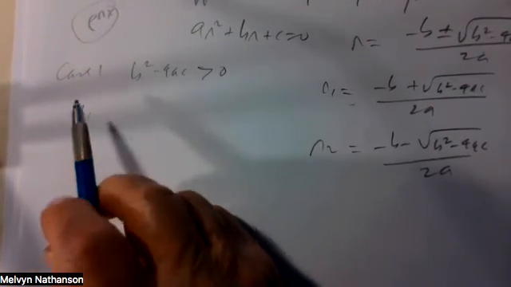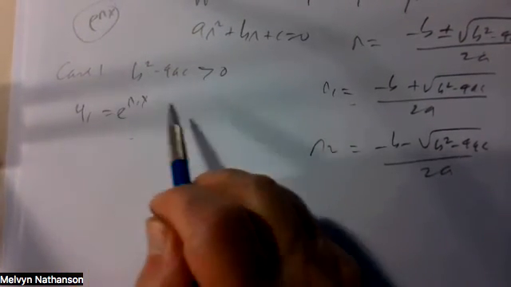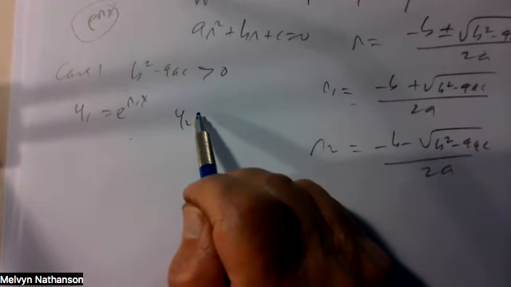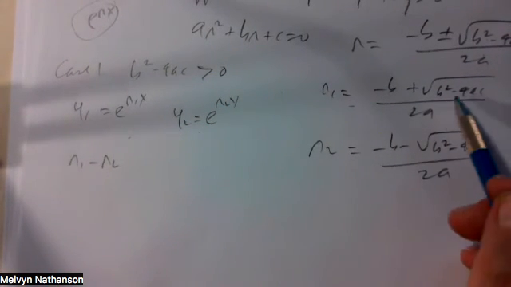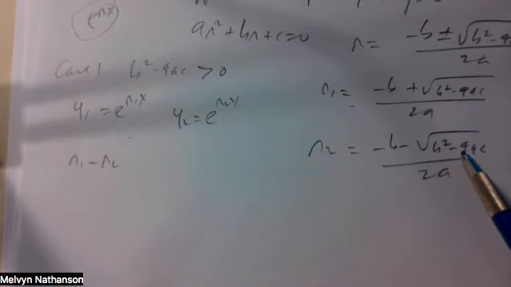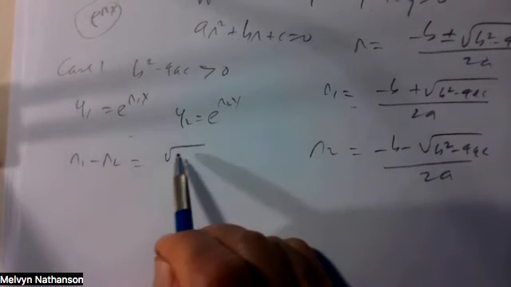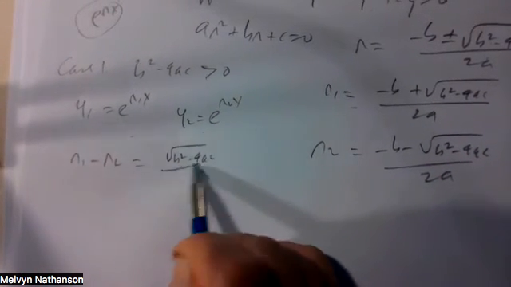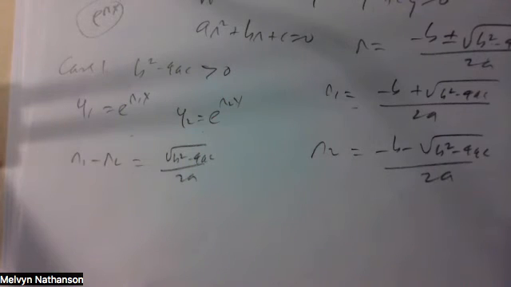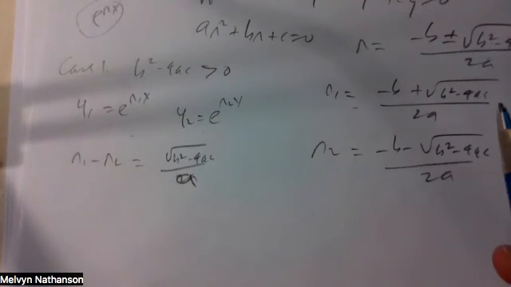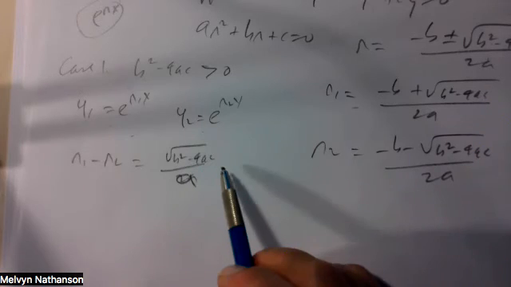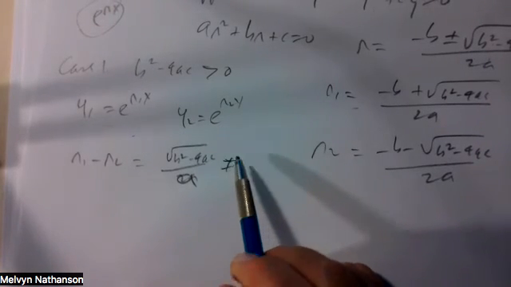So one solution would be y1 equals e to the r1x. Another solution would be y2 equals e to the r2x. If you actually calculate r1 minus r2, the difference of these two numbers, the b parts cancel, and you get the square root of b squared minus 4ac over a. Right? Subtract r2 from r1, you get this, which is different from 0.